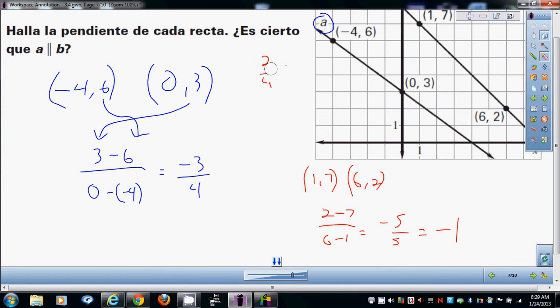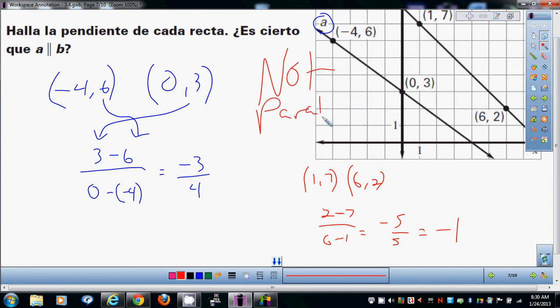How would I test to see if they're perpendicular? You can see that they're not, but how would I test it? Multiply them. And what should it equal if they were to be perpendicular? It should equal negative 1. If I multiply these two, I just get positive 3/4, not negative 1, so they're not parallel or perpendicular. Not that I asked you that.